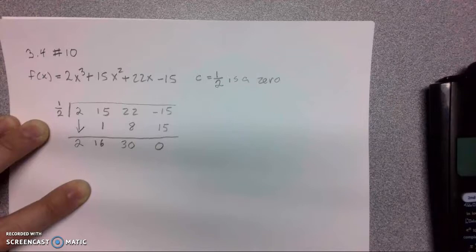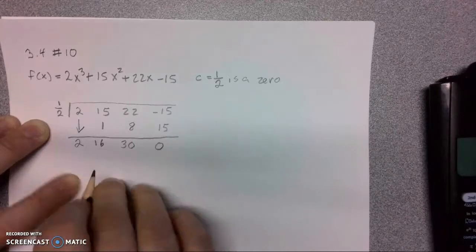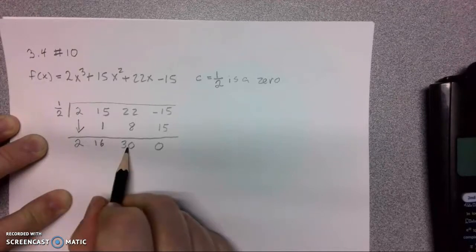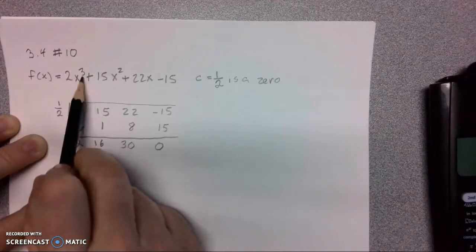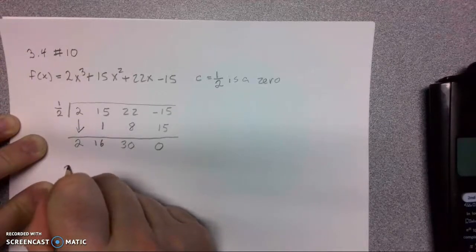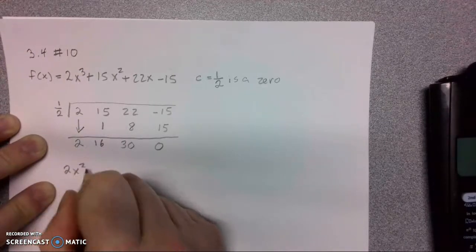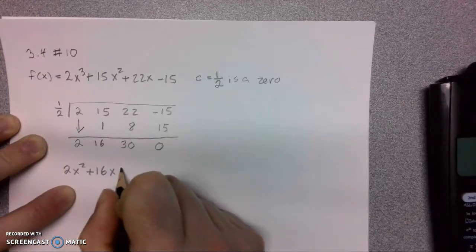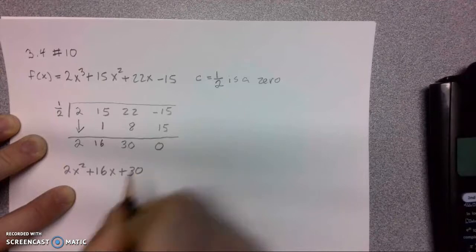What we're going to get from this is a new equation that we can use. So these are the coefficients of our new equation. It's going to be 1 degree less than the one we started with. So we're going to have 2x squared plus 16x plus 30.